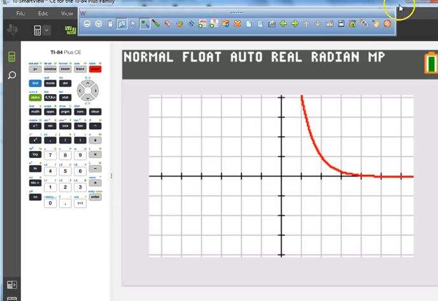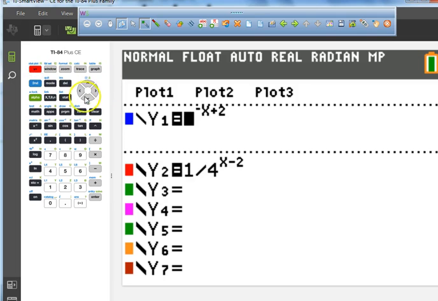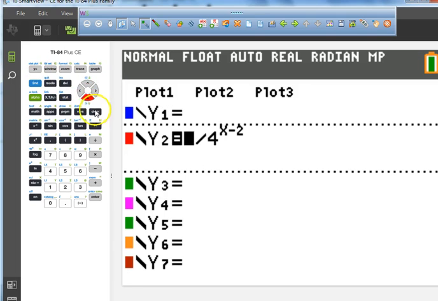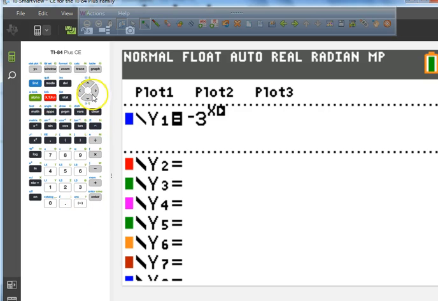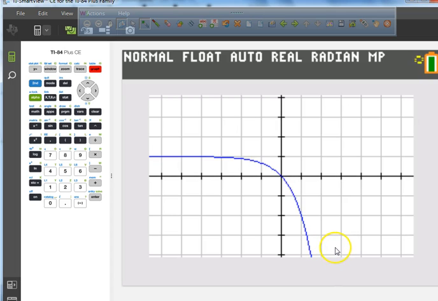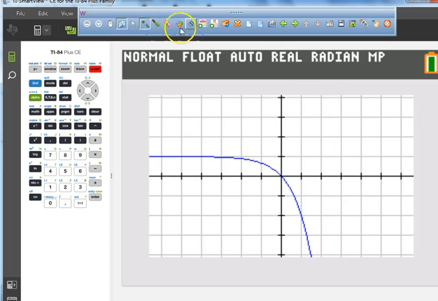All right, we're going to do one of these together real quick. I'm going to go y equals. I'm going to clear these out. All right, and I'm going to type in one of our problems, which is negative 3 raised to the power of x, plus 1. And I'm going to hit graph. And you see this. This is what we're going to plot on our paper. So I'm going to zoom in.